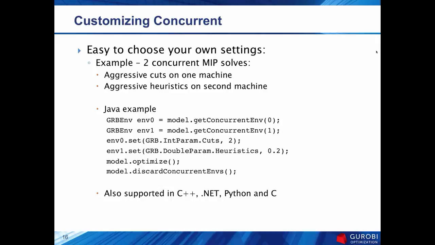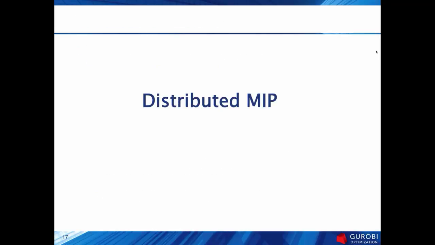This is an example in Java, but you could do the same code in C++, in Microsoft .NET, in Python, and in C. Basically in all of the object-oriented interfaces and in the C interface. I just use Java because it's a very popular language and it's easy to see the syntax here. So that's all about distributed concurrent.